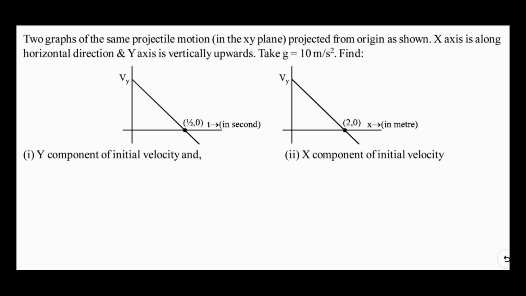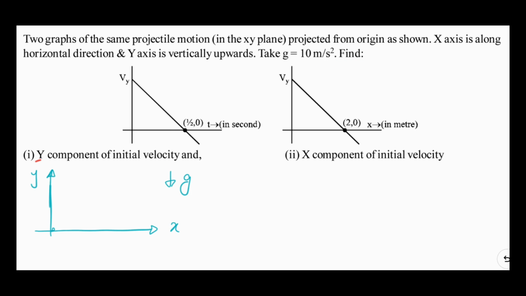So when a particle is projected from horizontal ground, you need to take x axis in the horizontal direction, y axis in the vertical direction, and gravity, of course, is in the negative y direction, so it should be in the downward direction. Now, x is along horizontal direction, y axis vertically upward. g needs to be taken as 10 meter per second square.